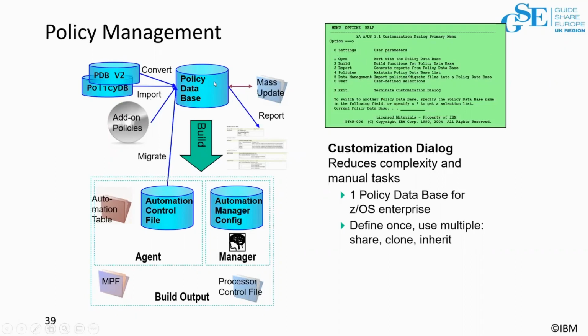Once you've defined all your definitions, you then have a build process, which is a bit like a compile, and then that generates an automation control file, which is what the agent uses to know what to do. So it will define the automation table. So when a specific message is issued, the agent will know what to do because it's defined in the automation control file. And the manager has some definitions as well.